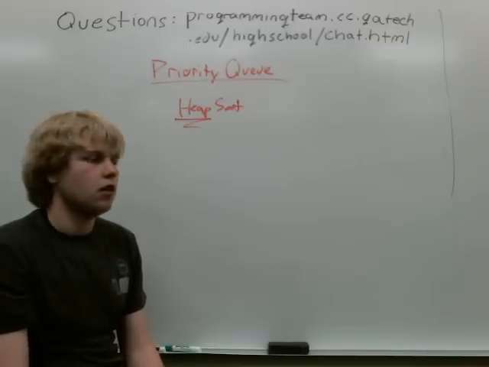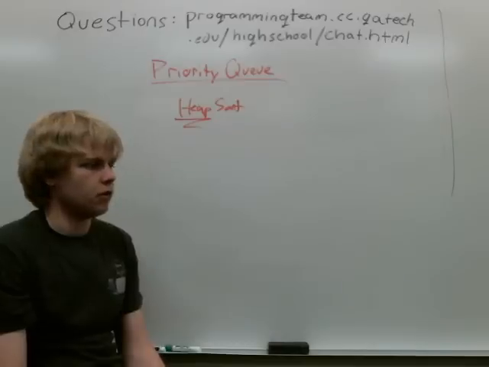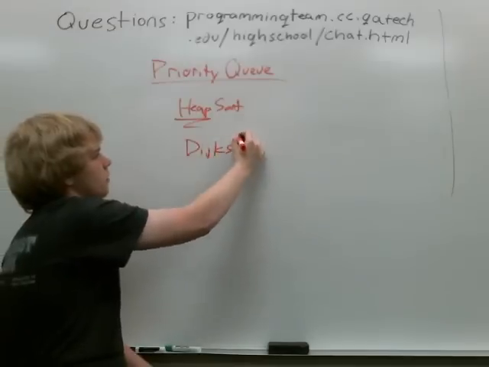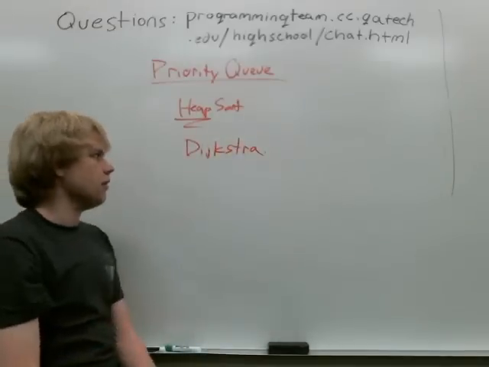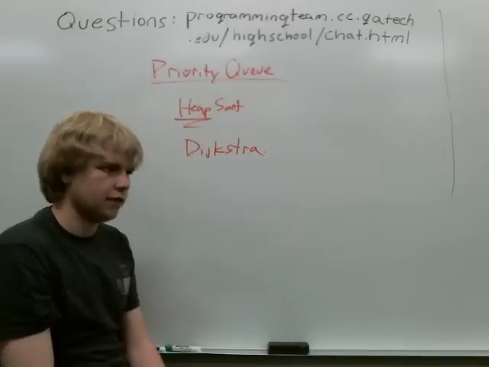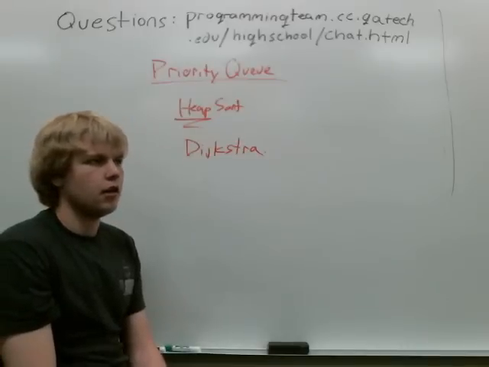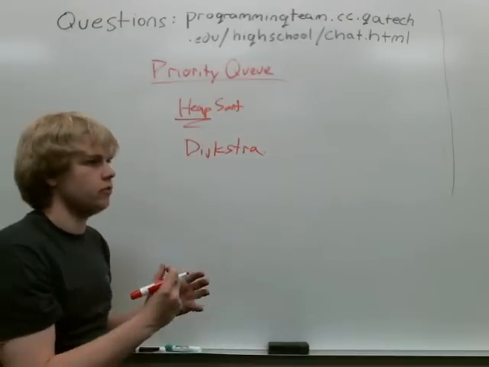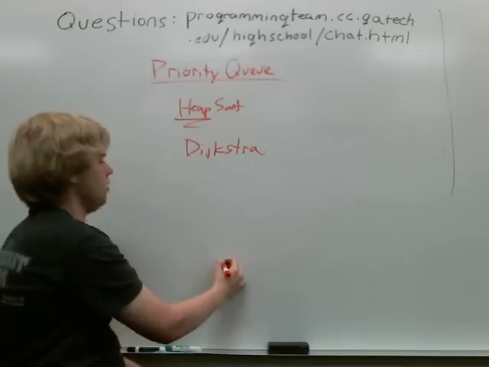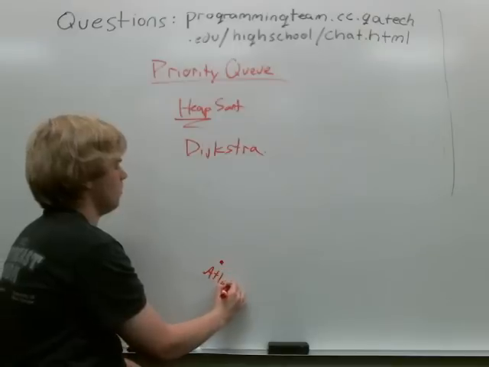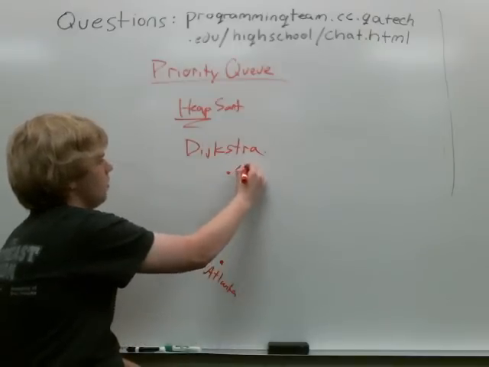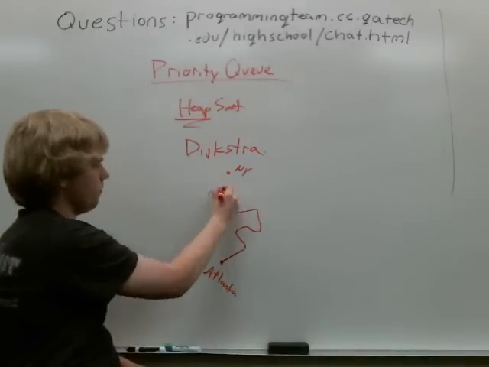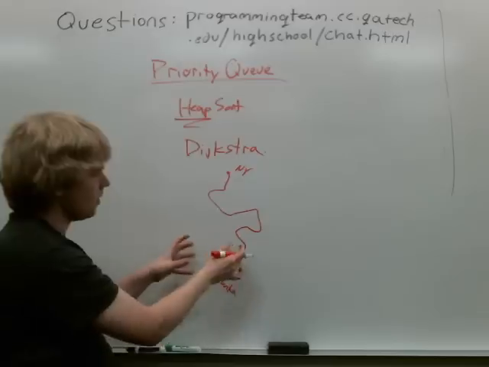They are also useful in a graph theory problem called Dijkstra's algorithm, which I believe we will get to later in these lectures. Dijkstra, that's how it's spelled. You have to use a priority queue in Dijkstra, and basically the problem that this solves is the shortest path between two vertices in a graph. So imagine you're in Atlanta, and then New York is up here, and you want to find the shortest roads that get you from Atlanta to New York.